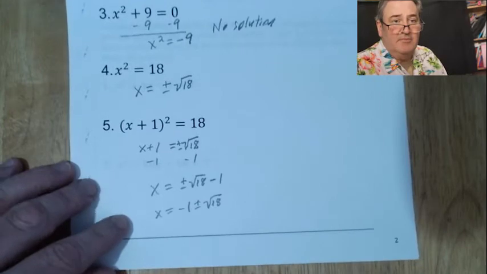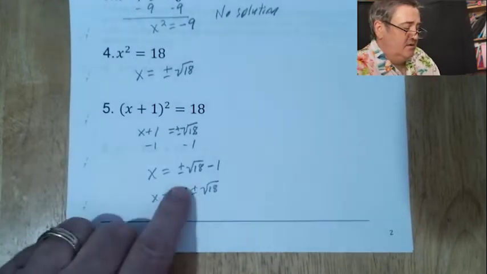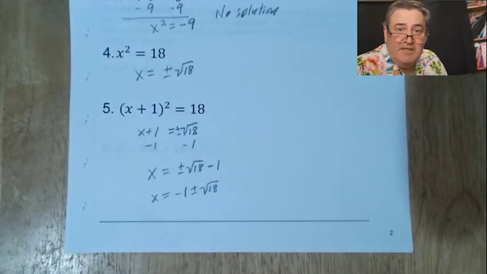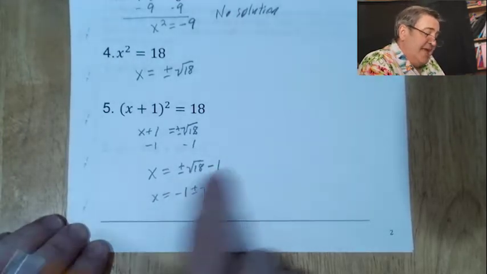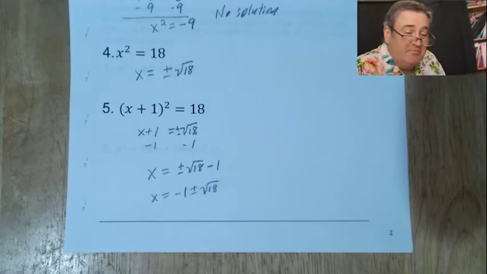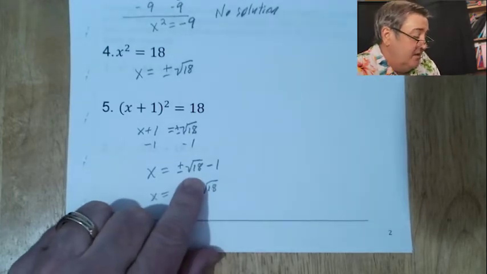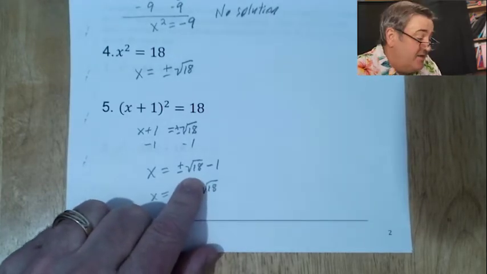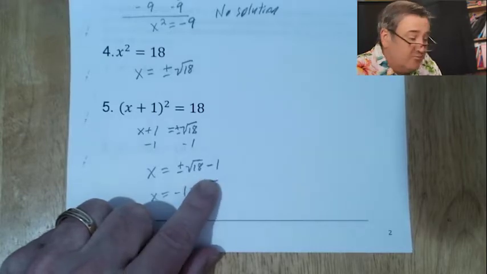These are the same number, right? Plus or minus the square root of 18 minus 1, or minus 1 plus or minus the square root of 18. But that's as close as we can get. It's going to be plus or minus. It's going to be a 4 point something or a negative 4 point something. And then we're going to subtract 1 more.